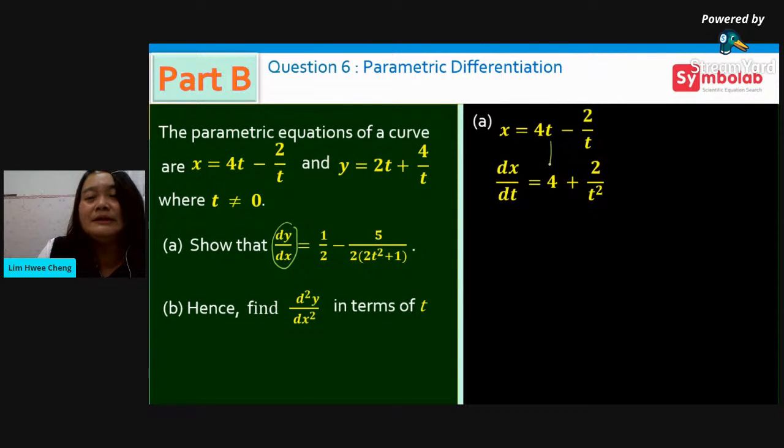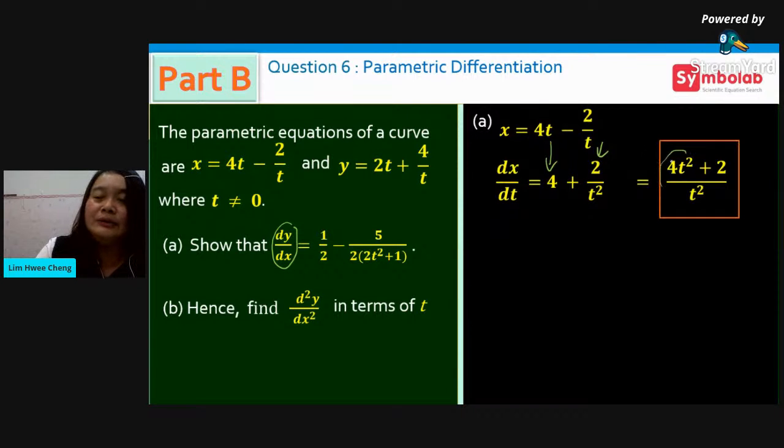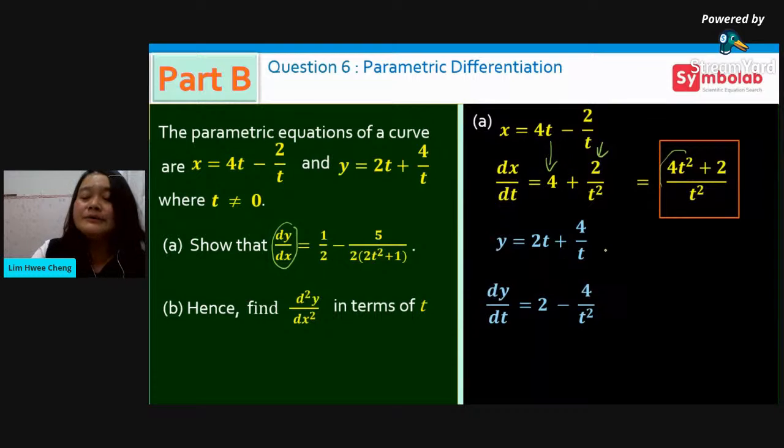I think normally this one is the simple derivative that you can do. Okay, since they want to prove, to show, so you boleh buat dia jadi, you equalize the denominator until you get this. Okay, for the y equal to 2t plus 4 over t, so you differentiate. Okay, so you will get this.